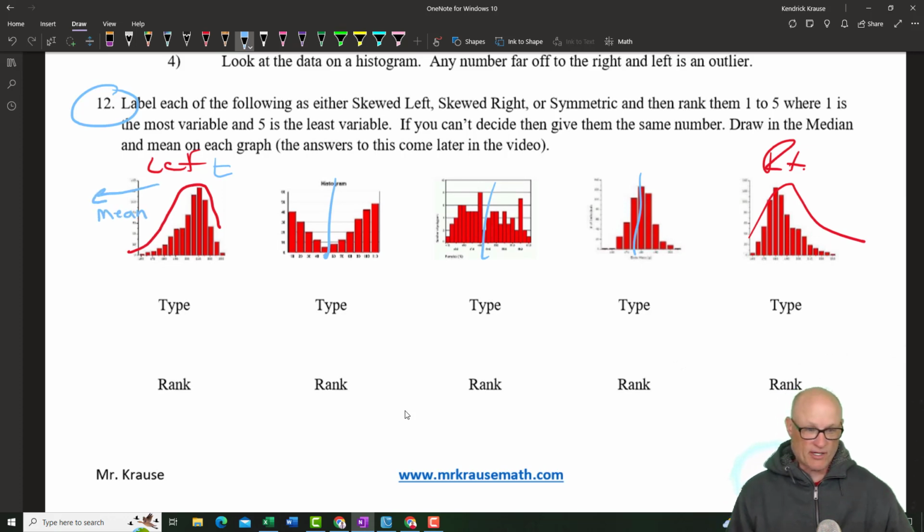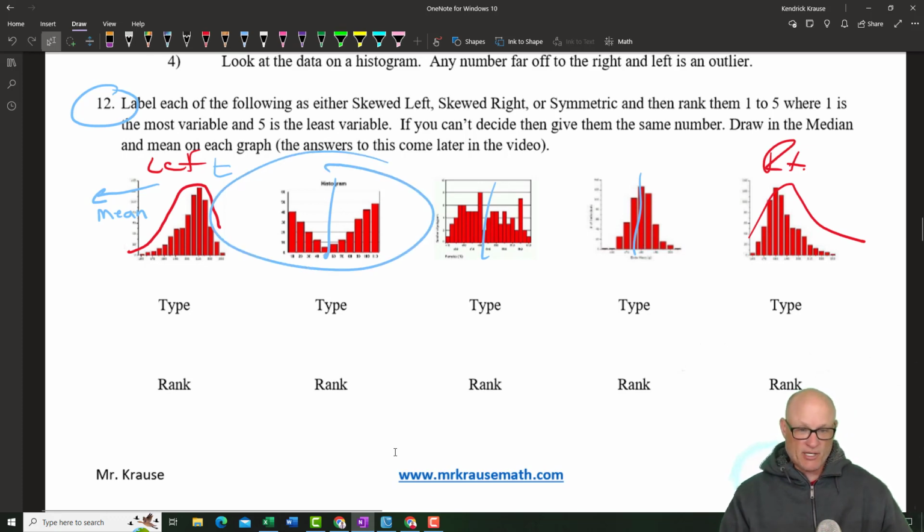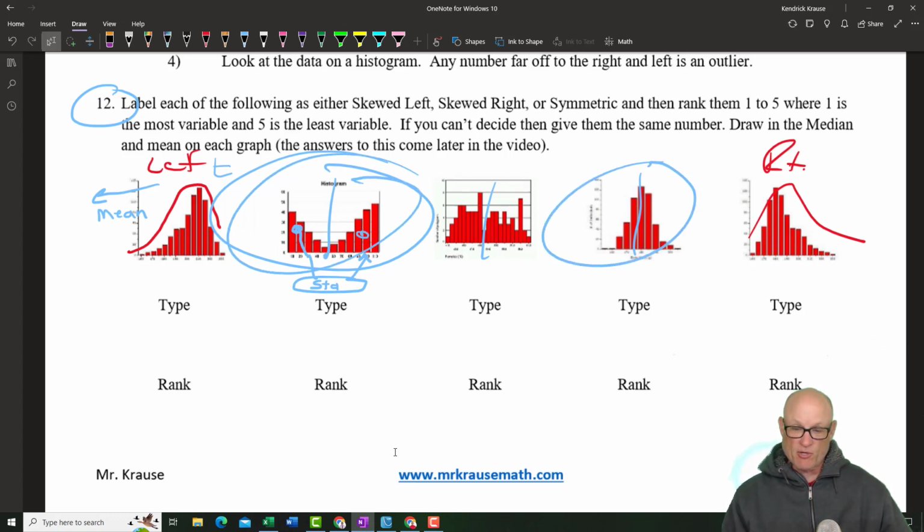I'm going to do a problem in a second. Which one has the largest standard deviation? That would be this one, because you need a really big net, a really big standard deviation, in order to get to that tail and to get to these numbers out in here. So this one would have the biggest standard deviation. This one would have the smallest.